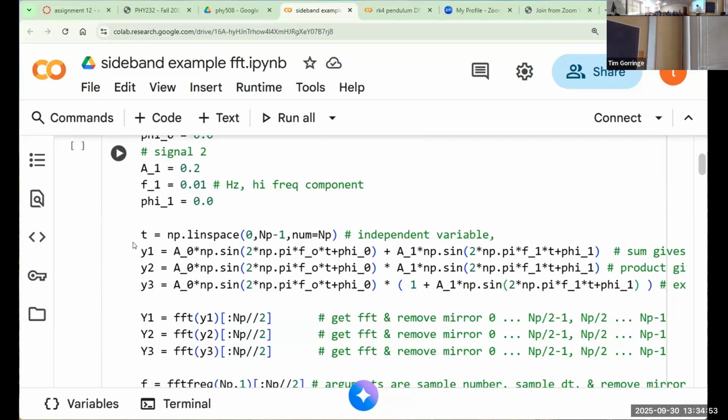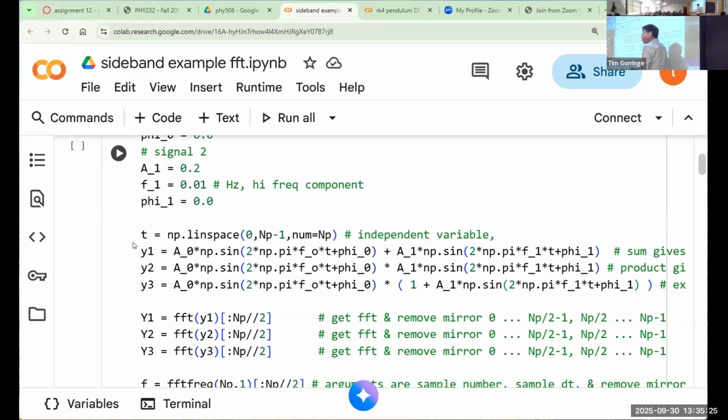So here's my dependent variable. This is time. This is the 1,000 ticks over 1,000 seconds. We've done that a lot. Here are my three different combinations of the amplitude A0 corresponding to the first signal and amplitude A1 corresponding to the second signal. In Y1, I just add the two signals together. So I've got a low frequency sine wave, a high frequency sine wave, and the sum of the low and the high frequency sine wave.